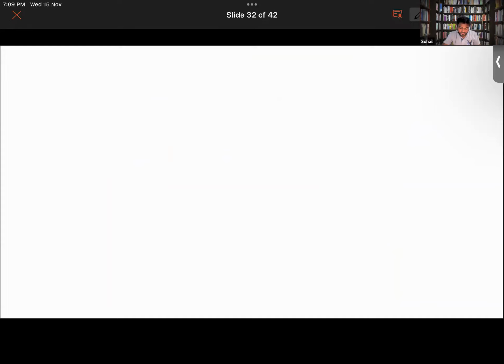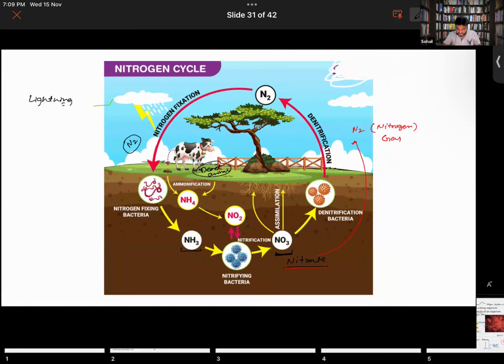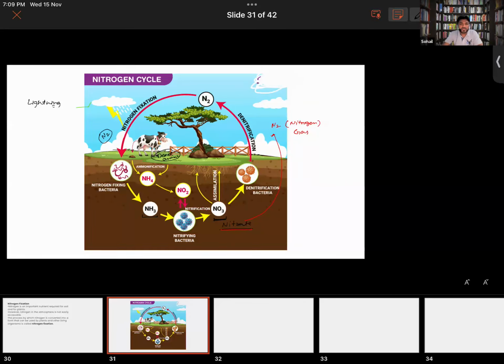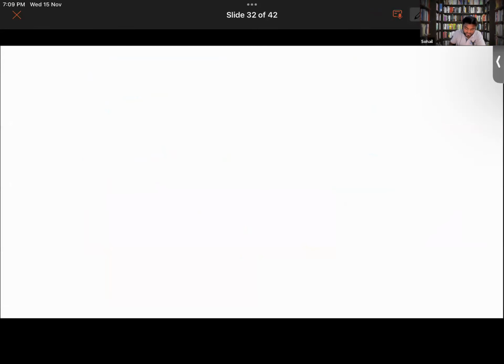So this was all about the nitrogen cycle. This is how nitrogen was being fixed into the soil. And then there are some other ways of replenishing the lost nutrients of the soil, like, you may have read about crop rotation.